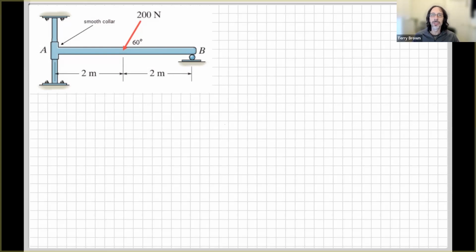So what we're wanting to do is to analyze the beam or the component AB, and we want to know what the reaction forces are at the connections at A and B. So at B, I think you should be able to look there and say, yeah, I know what I'm going to do there. A, that's a bit tricky. So let's see what we do.